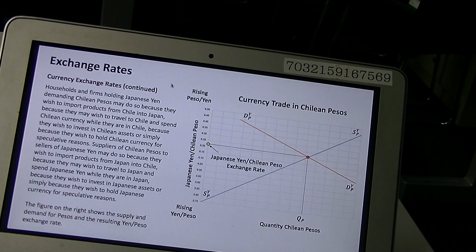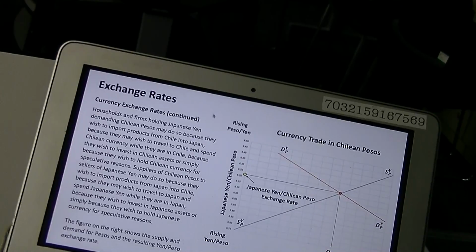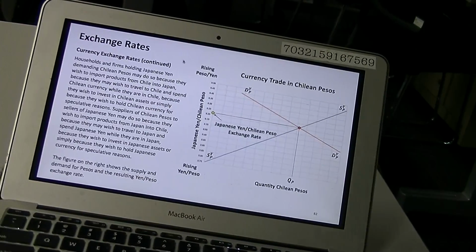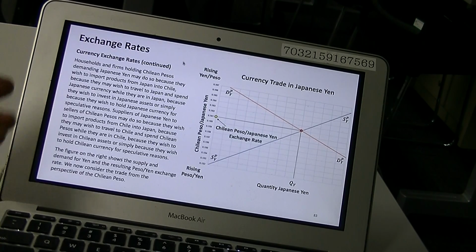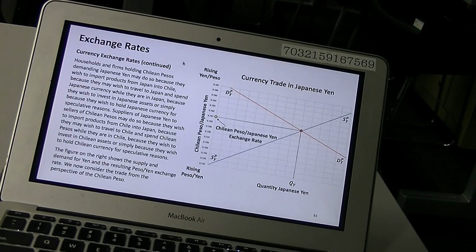The currency rates are affected by trade between countries and the value of the goods that they buy and sell from each other. So that's the basic reason for currency exchange rates. What we're saying here is that households and firms holding Chilean pesos demand Japanese yen. Why would they do so? If they want to import products from Japan into Chile, they have to buy yen.